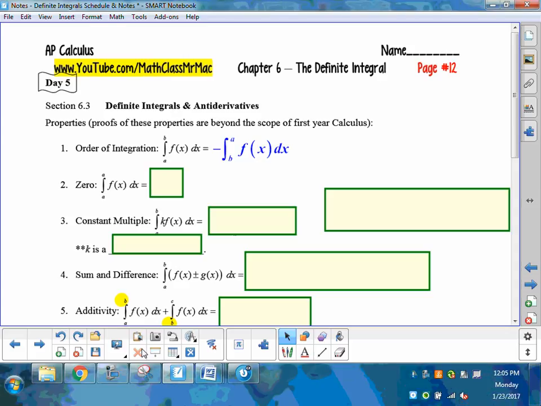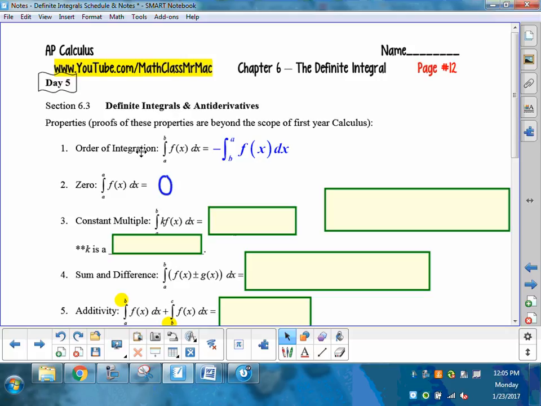Questions on that? Now, here's the other one that we stated before. If the bounds are the same, how much area do you have? 0, because you're creating a rectangle with no width. It's from a to a of whatever the function value is. That's not a rectangle, that's a line.